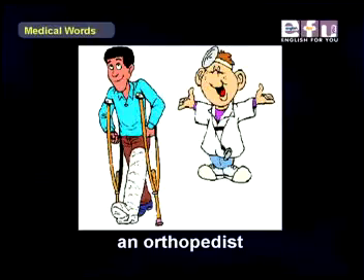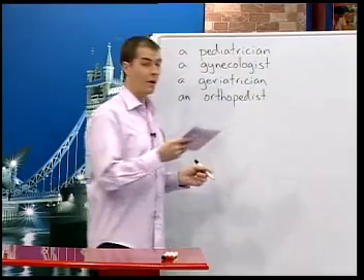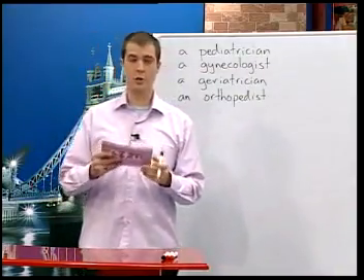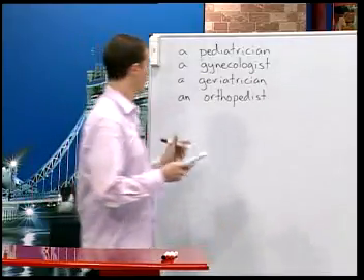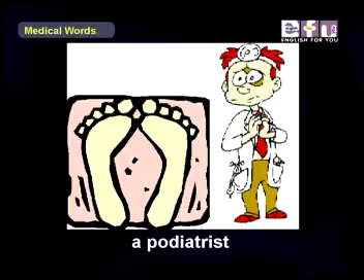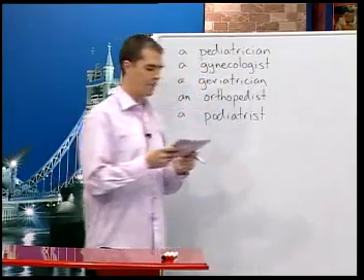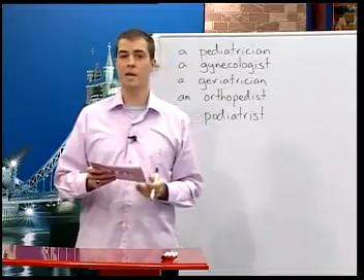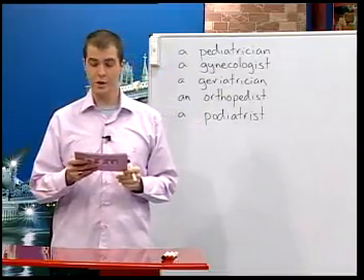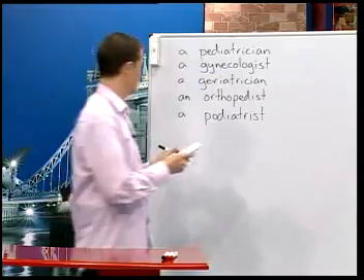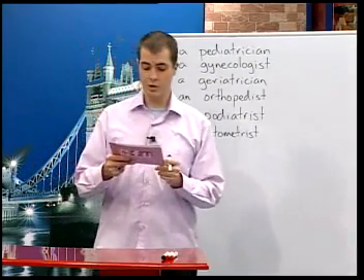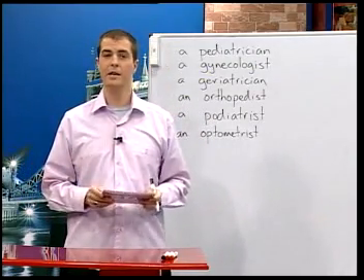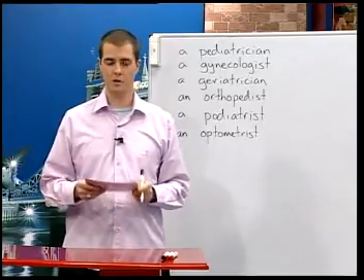Another one now, an orthopedist. Well, an orthopedist is a doctor who provides treatment for problems affecting the bones and the muscles. We have another one now, a podiatrist. Interesting job, this one. A podiatrist is a doctor who looks after people's feet and treats foot diseases. Next, an optometrist. An optometrist is a person who tests people's eyes and orders glasses for them, like an eye doctor.